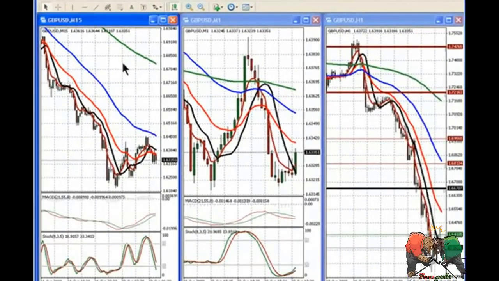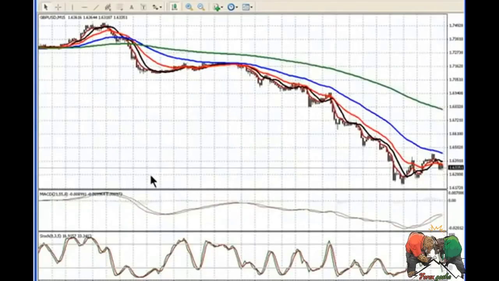On the left, I have a 15-minute chart. In the middle, I have a 1-minute chart. On the right, I have a 1-hour chart with pivot points. And let's stick to the 15-minute chart right now. Again, this is the pound dollar.